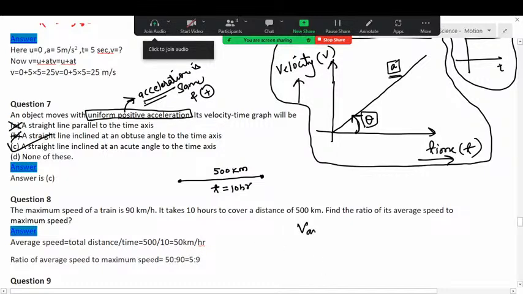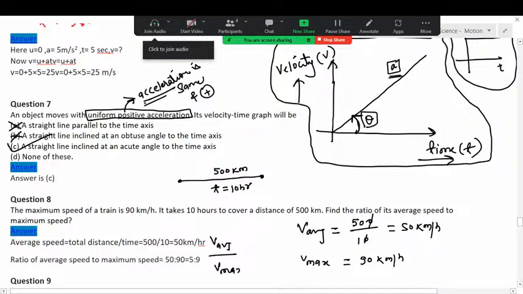Because here we got the average speed, that is simply total distance over total time, that is coming out to be 50 kilometer per hour. We are given the maximum speed, that is 90 kilometer per hour. Now we want the ratio of average velocity and max velocity. That means we need to figure out the ratio of 50 and 90. That is coming out to be 5:9. Is it clear to you?